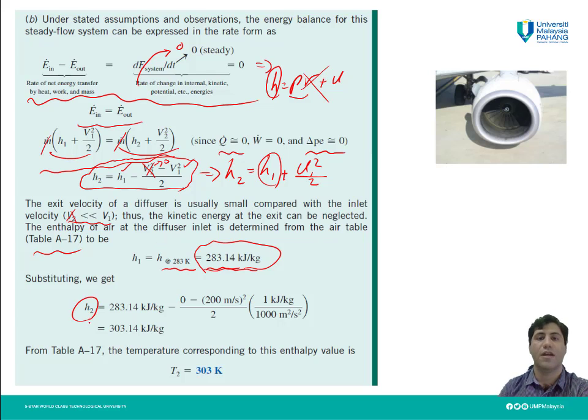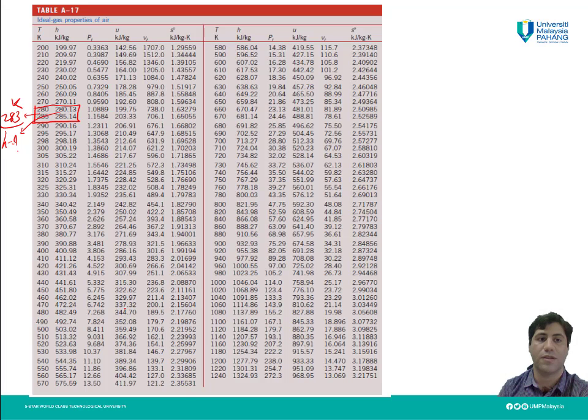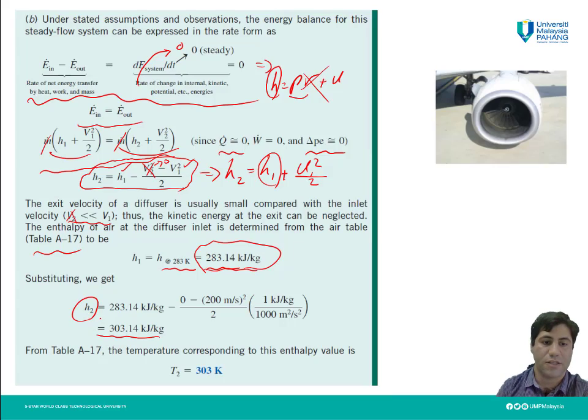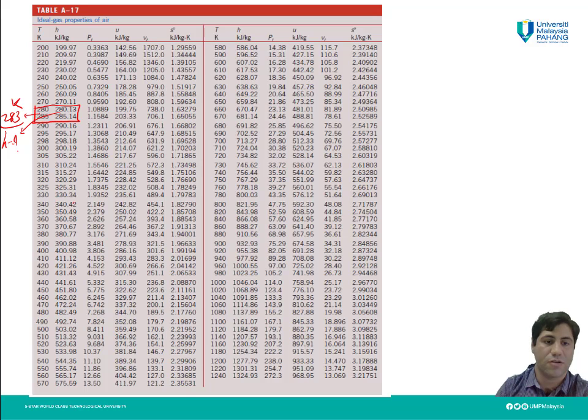We can find enthalpy, or H2, at the exit of this diffuser. So we have H2 as well, but what we are looking for is temperature. Let's go to our table A17 again. The enthalpy which we found is 303. So for 303, we have 300 here and 305 here. So the enthalpy is between these two values, then the temperature is between these.